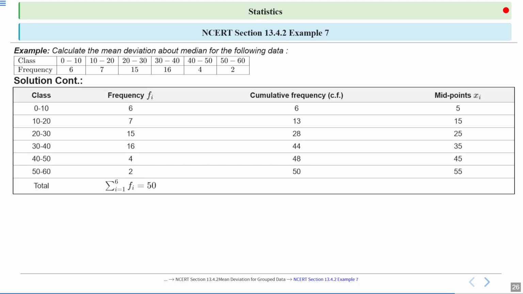Next, let's expand the table to include cumulative frequency and midpoints for each class. Here you can see the data: class interval, frequency fi, cumulative frequency cf, and midpoints xi. So we clearly have the total number of observations n equal to summation i equals 1 to 6, fi, equal to 50. You should keep this in mind.